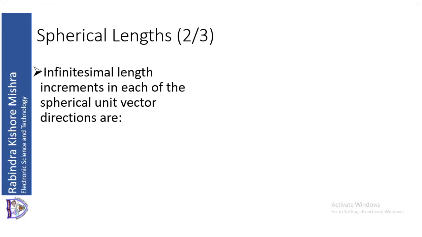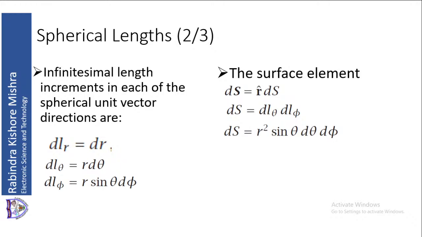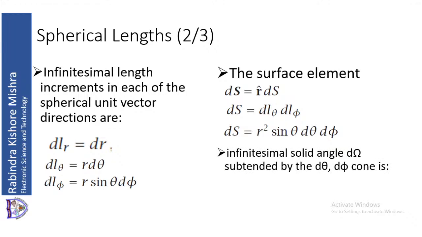Now we have considered infinitesimal length increments in each of the spherical unit vector directions, which are dl r, that is dr, and dl theta is equal to r d theta, and dl phi is equal to r sin theta d phi. These are the spherical lengths. The surface element ds is equal to r cap ds. Ds is equal to dl theta dl phi. I have discussed that now. So ds we can write as r square sin theta d theta d phi, because dl theta is equal to r d theta, dl phi is equal to r sin theta d phi.